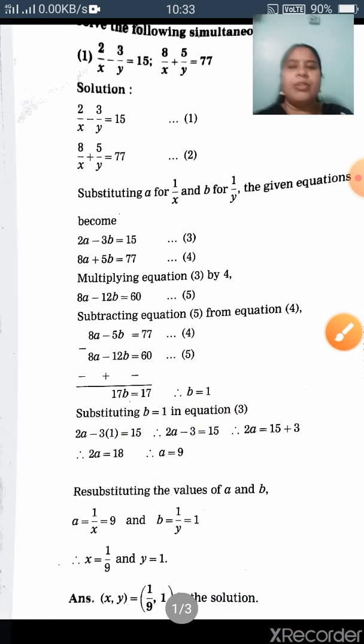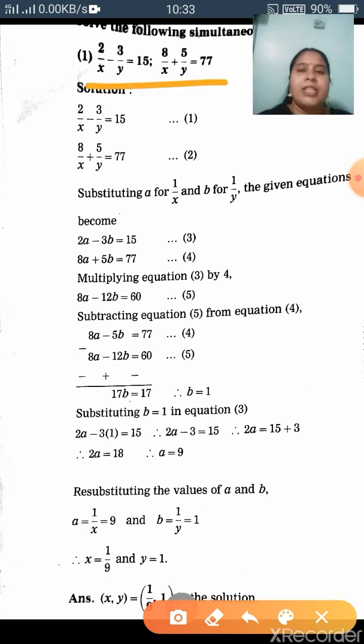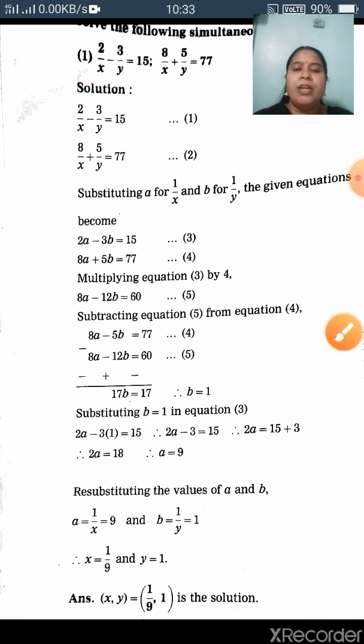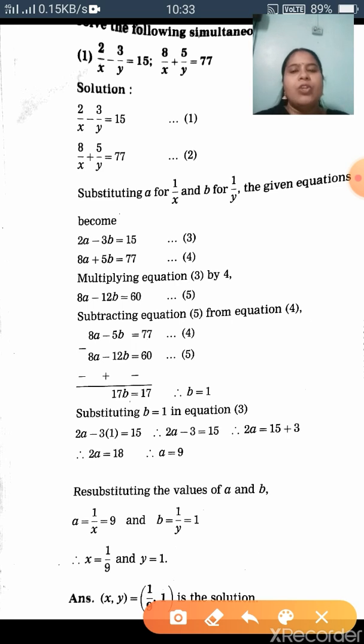Look at the question here. The question was having x and y terms. So we don't want the answer in terms of a and b. So what will we do? We will convert or resubstitute this and get the answer in x and y. So, resubstituting the values of a and b.